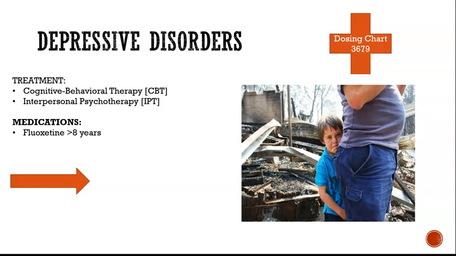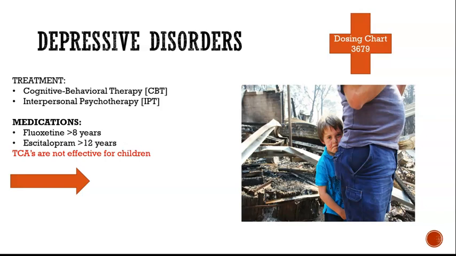Fluoxetine is used for children over the age of 8. And escitalopram is FDA approved in children over the age of 12. Tricyclic antidepressants are not effective for children.